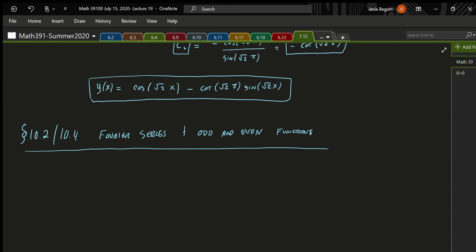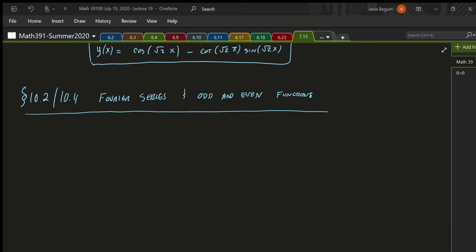So let's focus on what is a Fourier series. Have you guys heard of this term before in any of your courses? Probably, probably not. No, okay. All right, thank you for sharing that.